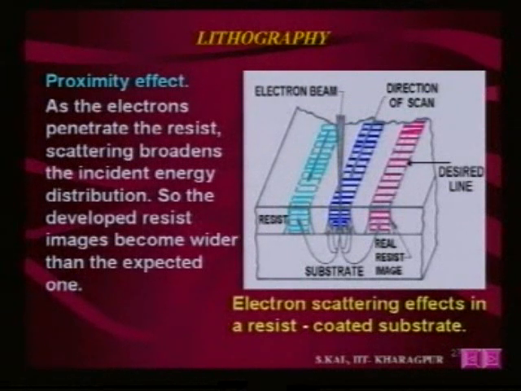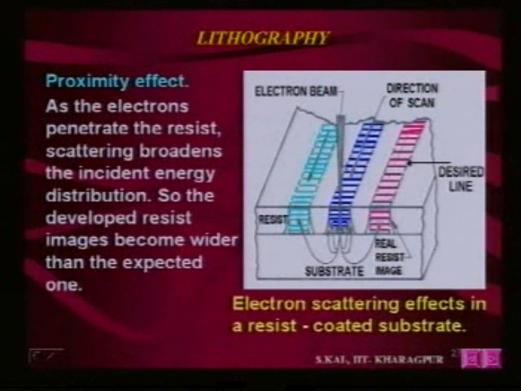So here in this diagram, you can see three lines very close to each other. These are the desired lines. One is red, this is blue, and this is green. And this is the substrate, and this is the photoresist thickness here. We want a pattern like this, which is shown in the red, blue, and green color.